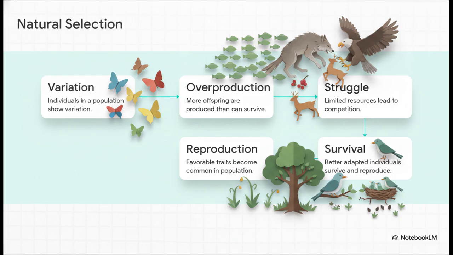Second is overproduction. Organisms just tend to produce more offspring than the environment can realistically support, and that naturally leads to step 3, an intense struggle for existence over limited resources like food and space. Step 4 is the famous one, survival of the fittest, where those with the most favorable adaptations win the struggle. And finally, reproduction. The survivors live long enough to pass those winning traits down to the next generation.